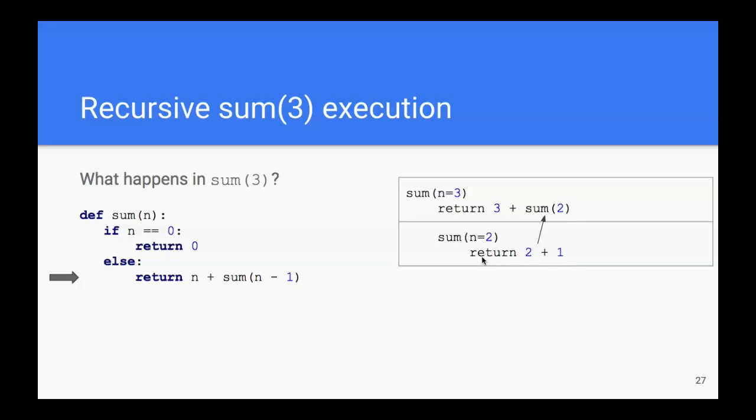And again, we are back in the place where we can return 2 plus 1, and that gets returned to here. So 2 plus 1 is 3, and we're finally here, which, depending on how you look at it, is the topmost call to sum, with n equal to 3. So we're finally able to return a real number. 3 plus 3 is 6. And we return 6 to whoever calls sum of 3.